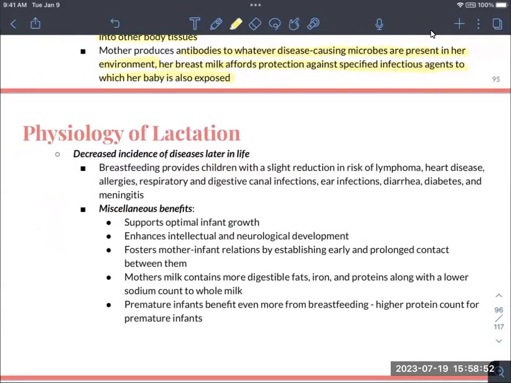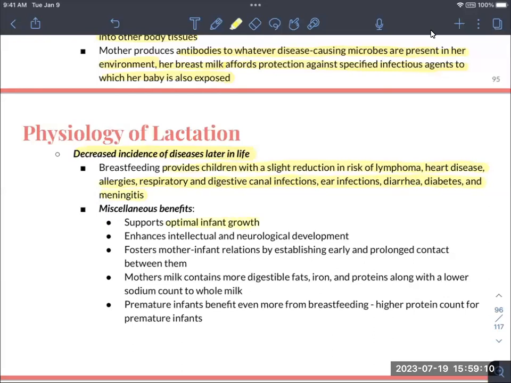Breastfeeding has been shown to decrease the incidence of disease later in life. So it provides children with a slight reduction in lymphoma, heart disease, allergies, respiratory and digestive canal infections, ear infections, diarrhea, diabetes, and meningitis.